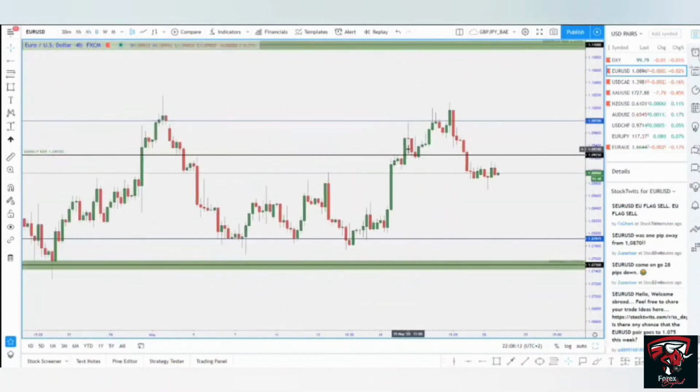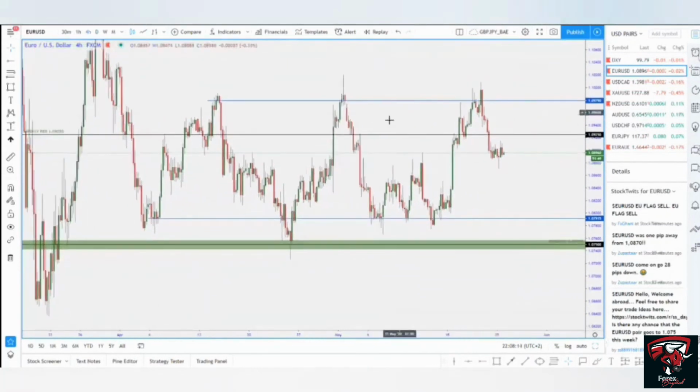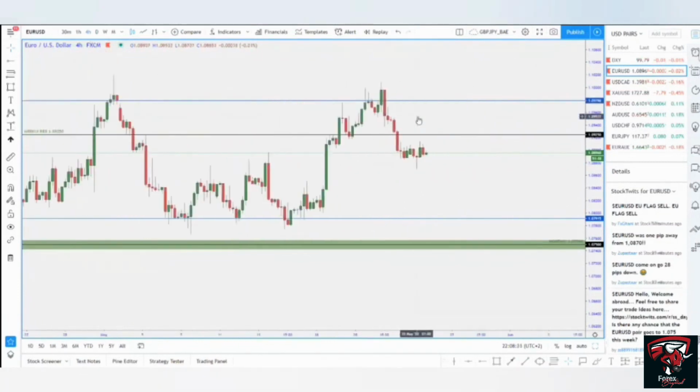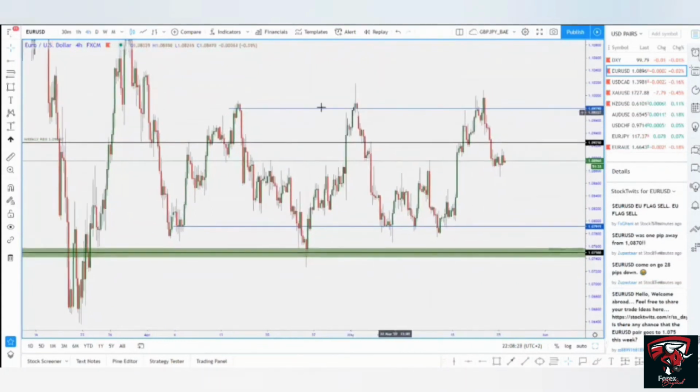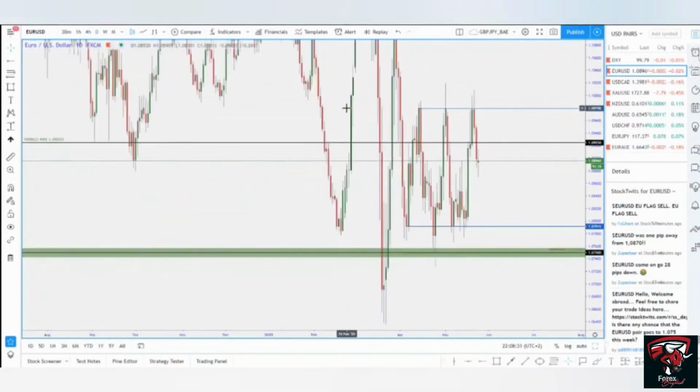Look at how the H4 would have given you proper entries. Don't refine these lines from the daily. Do not refine them, because these lines are stronger from the daily, so you don't actually want to refine them on the H4. Leave them as they are. Don't refine them because you're using the open and the close of the bodies.